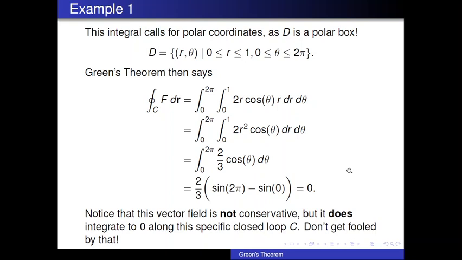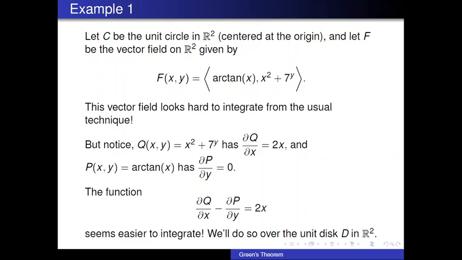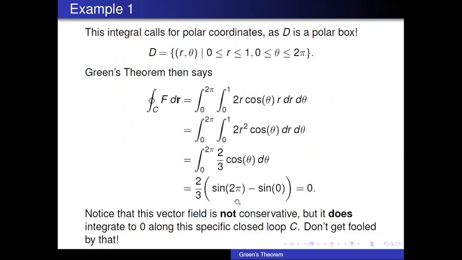Very nice. Now, notice that this vector field is not conservative. Well, we didn't really say that here, but let's go back and see if we can see that it's not conservative. Oh, right, it's not conservative because this difference is not 0, right? We would need that from what we had discussed before. So this vector field is not conservative, but along this one specific closed loop, it does line integrate to 0. So don't get fooled by that.